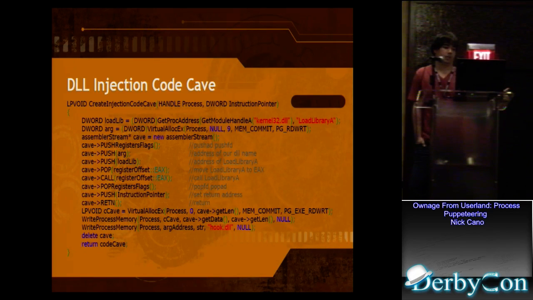We're going to push some instruction pointer, which we'll talk about later, and do a return, and that's just a simple way of doing a jump, because you always return to the top of the stack. So after we have that code cave written, we're going to write it to memory, and then we're going to copy our DLL name into place, and then return that to whatever might be using this.